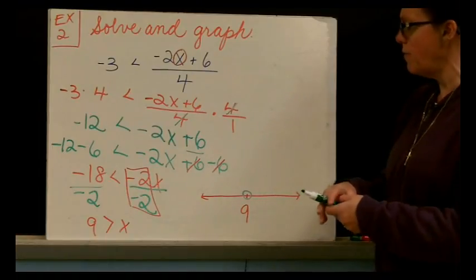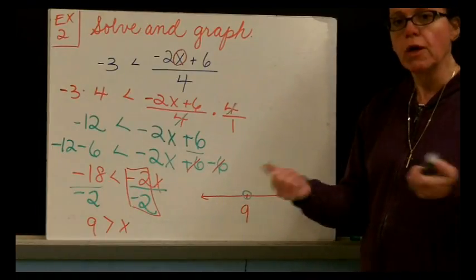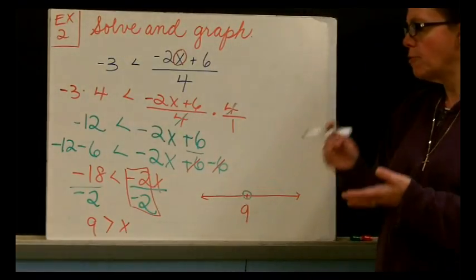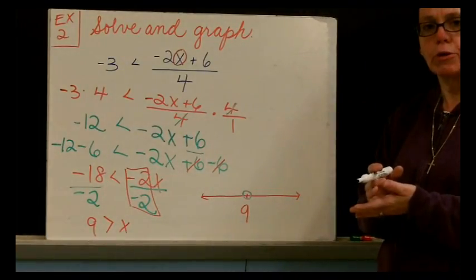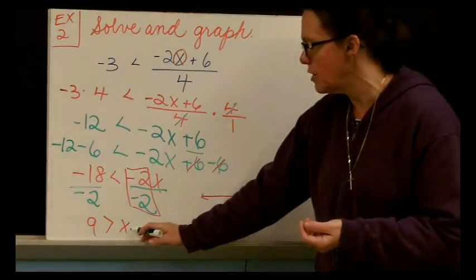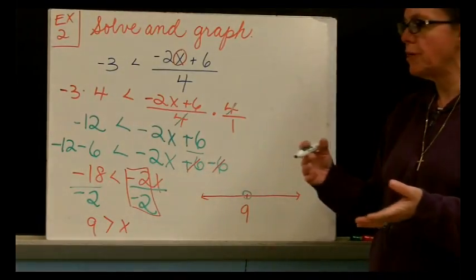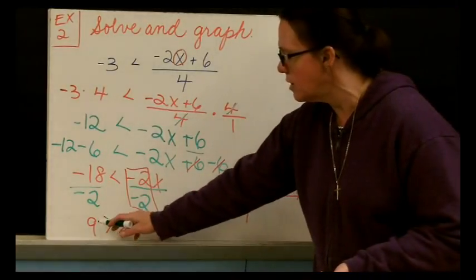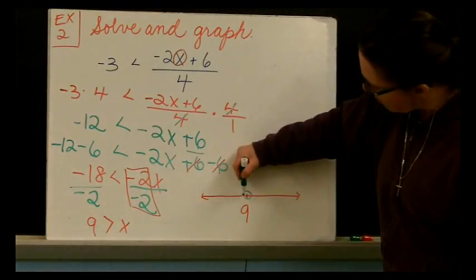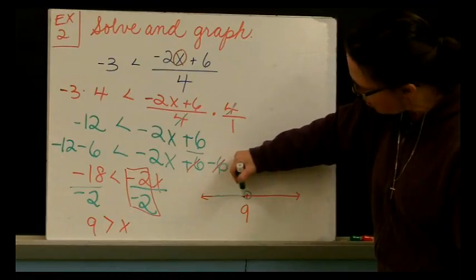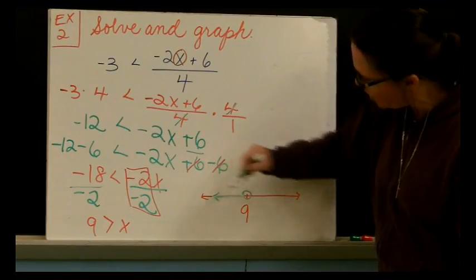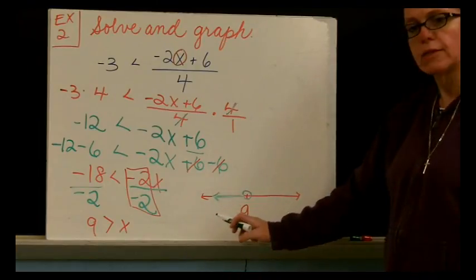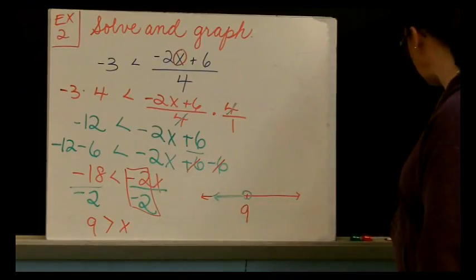Now, how do we graph it? In which direction do we go? Our rule of thumb is that we read the inequality from the point of view of the variable. Here the x is on the right side, so we will be reading this inequality backwards. X is less than 9. If x is less than 9, that means our arrow goes to the left. All the numbers here below 9, less than 9, are in the solution set.